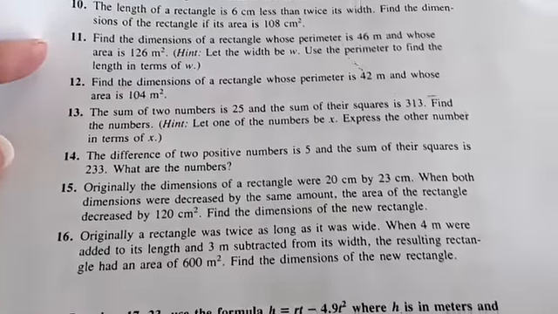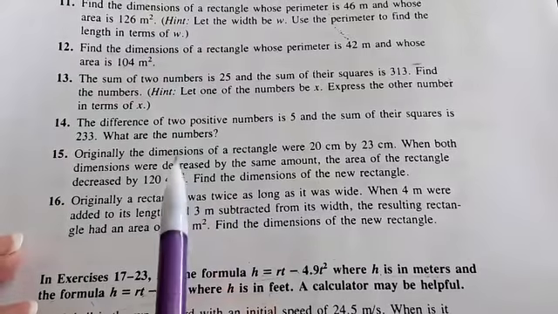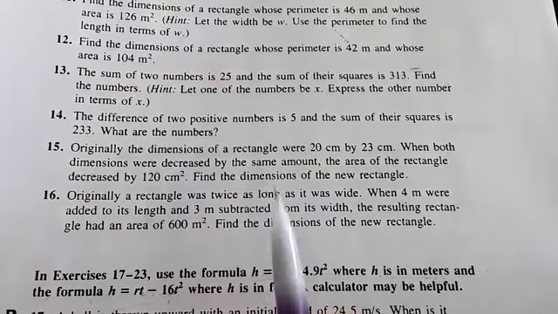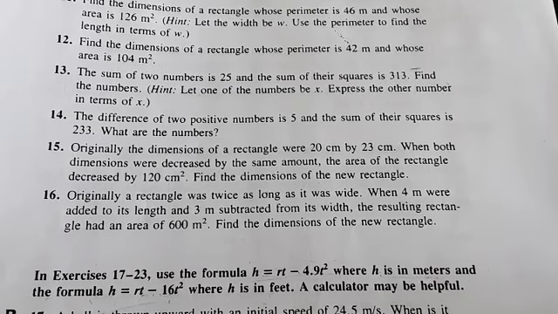All right, the next one we're going to go over is problem 15. Originally the dimensions of a rectangle were 20 by 23. When both dimensions are decreased by the same amount, do we know how much they're decreased by? No. What can we use to represent how much it's decreased by? X. Okay, that's going to be our variable. They're both decreased by the same amount. When that happens, the area of the rectangle is decreased by 120 centimeters squared. Find the dimensions of the new rectangle.